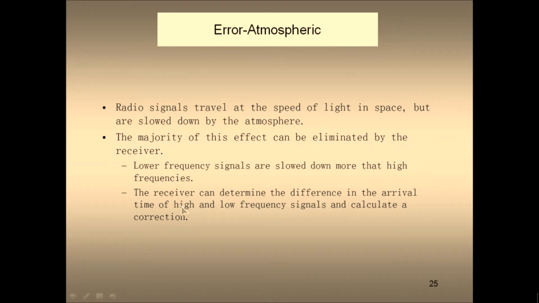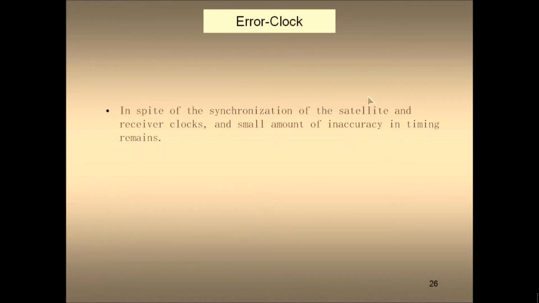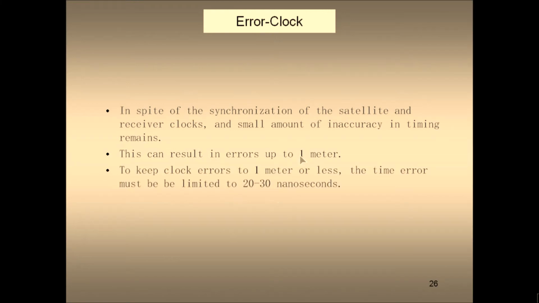And clock error: since the synchronization of the satellite and receiver clocks, a small amount of inaccuracy in timing remains, and this can result in an error on the order of 1 meter. So to keep the clock errors to 1 meter or less, the time error must be limited to only 20 to 30 nanoseconds. How to use GPS?